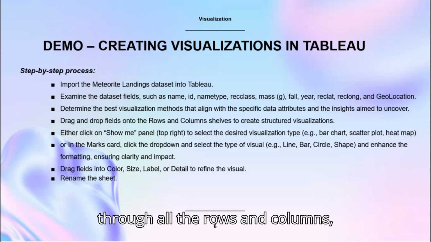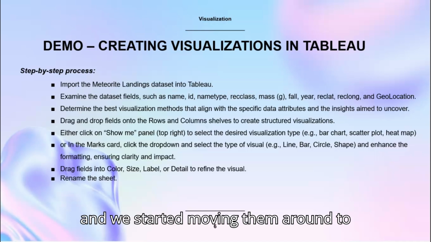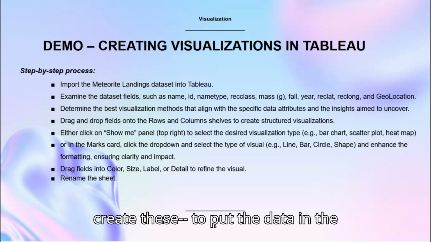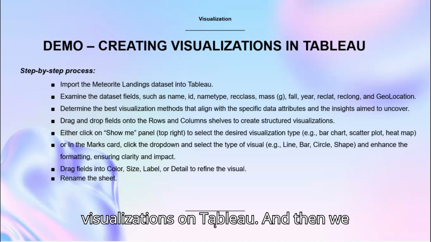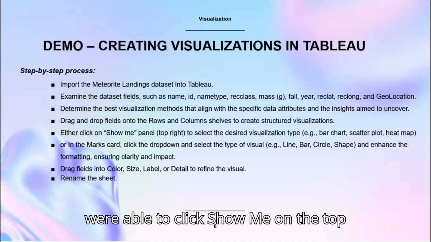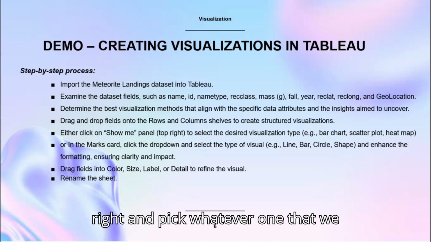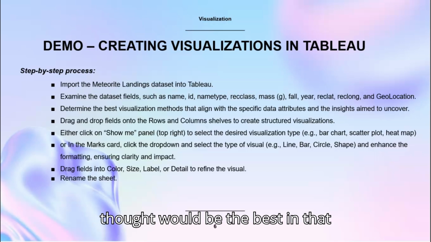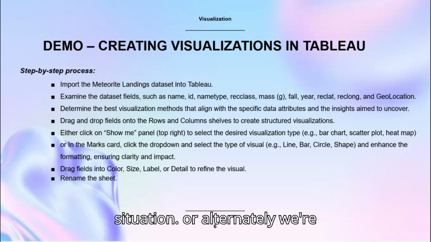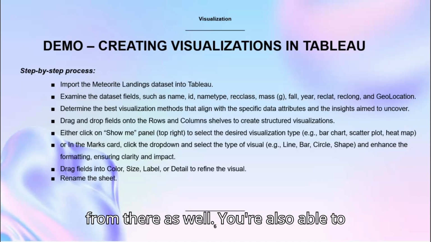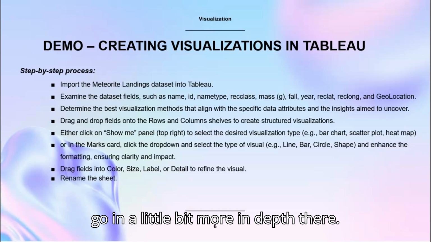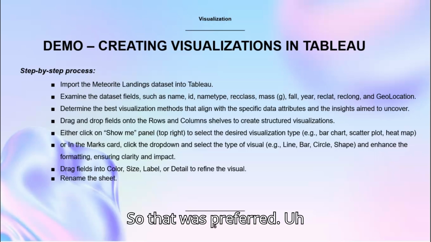And then we looked through all the rows and columns, and we started moving them around to put the data in the right spots to create the visualizations on Tableau. And then we were able to click Show Me on the top right and pick whatever one that we thought would be the best in that situation. Or alternatively, we were able to click on the marks card and do it from there as well. You're also able to go in a little bit more in depth there. So that was preferred.